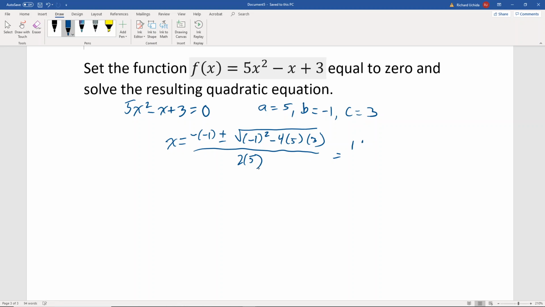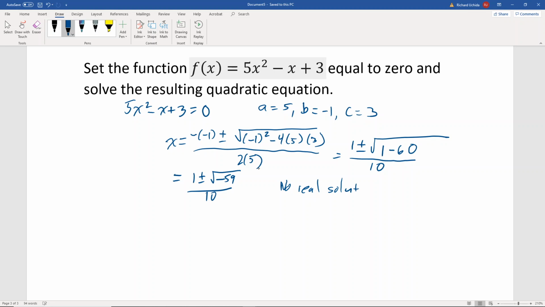So this would be 1 plus or minus the square root, let's see, -1 squared, that would be 1. And then 4 times 5 times 3, that would be 60. So we'd have minus 60 all over 10. So that would be 1 plus or minus the square root of -59 all over 10. Now remember, if you have a negative value underneath the radical, then what that means is that this is a complex number, so there is no real solution.